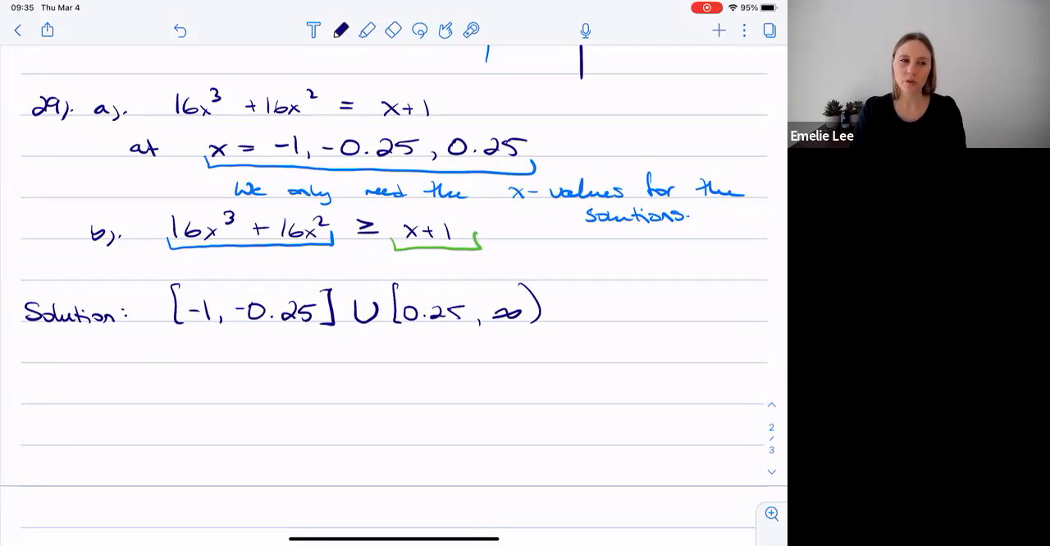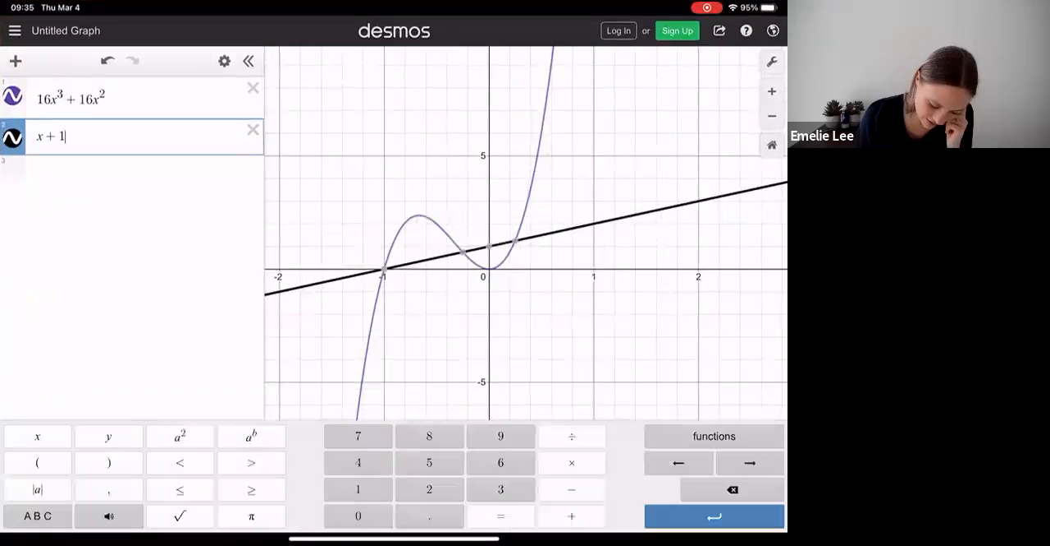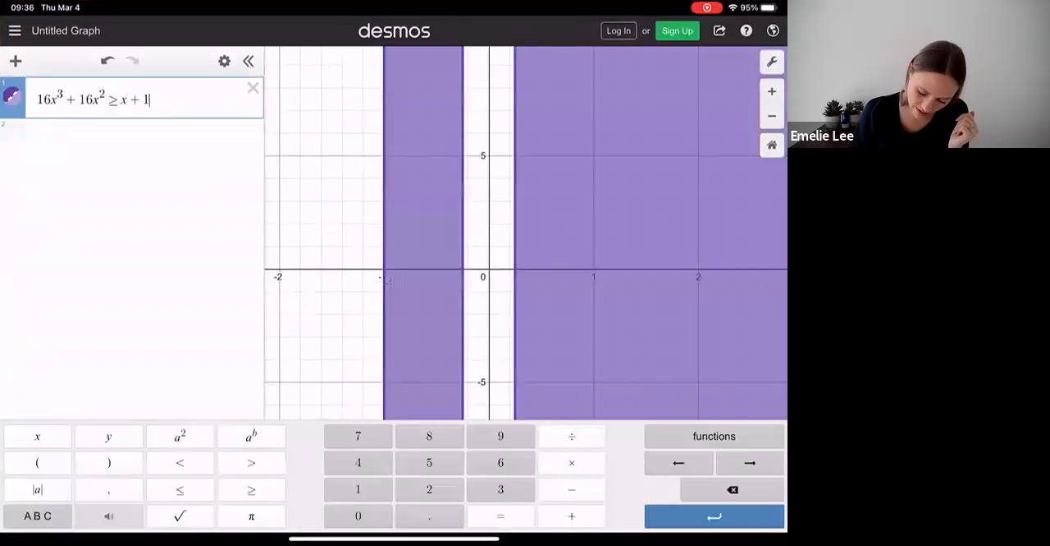What I want to show you, and what can be confusing, and I haven't tested it out yet, I'm just going from memory, is that I'm pretty sure I can put this whole thing into Desmos, but what Desmos does is it just gives me the solution. I think we've seen it before, but let me try it. So instead of having x plus 1 on its own here, I'm going to have, where is it greater than or equal to x plus 1?